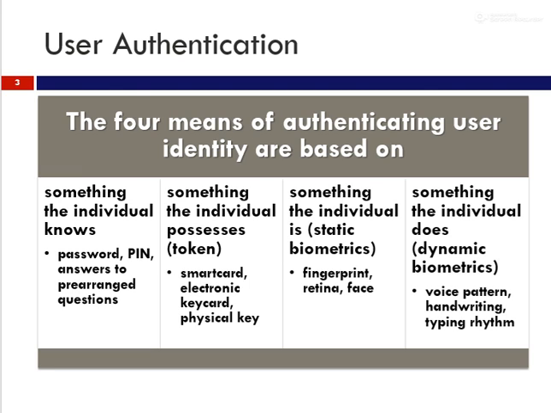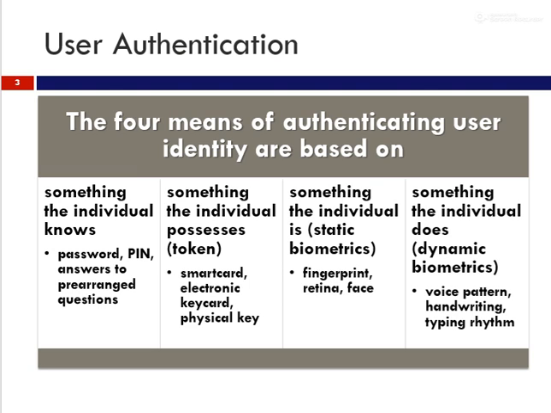Third is something the individual is, which we call static biometric, like your physical characteristics: your fingerprint, face, retina, iris, and so on. And the fourth one is also related to biometrics, but it is not a physical characteristic but a behavioral characteristic, something the individual does, which we call dynamic biometric, like your voice pattern, your handwriting, or your typing rhythm on the keyboard.